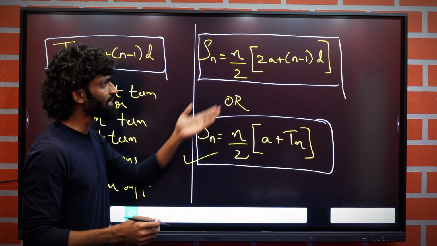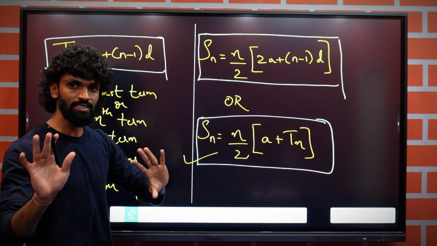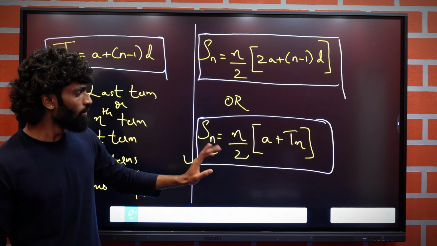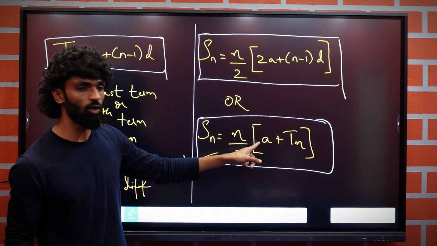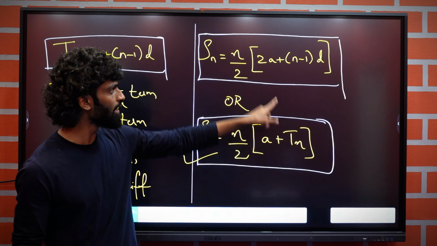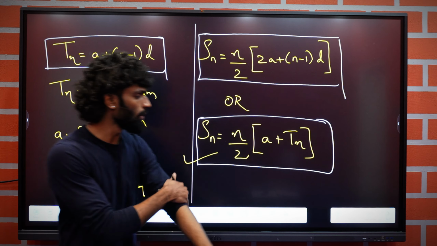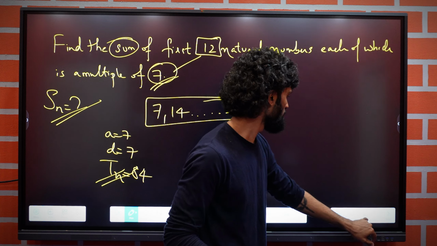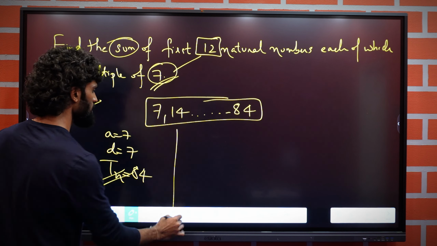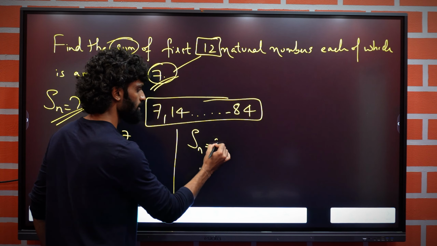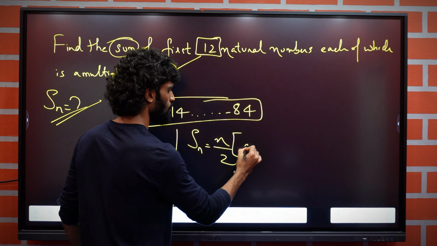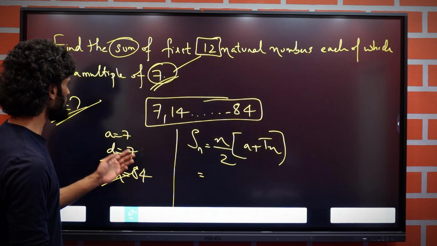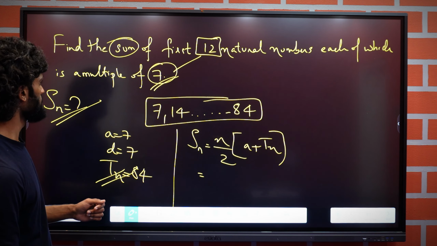Now let's look at the similarity. For Sn, this n by 2 fraction has to be outside in both cases. That's it. Now, if you're using Tn, the number 2 is not there in the bracket. If you're not using Tn, the number 2 is there in the bracket: 2a plus n minus 1 into d. If it is not there, just a plus Tn. Okay, now I'll use the shortcut. Sn equals n by 2 into a plus Tn. You write the formula.